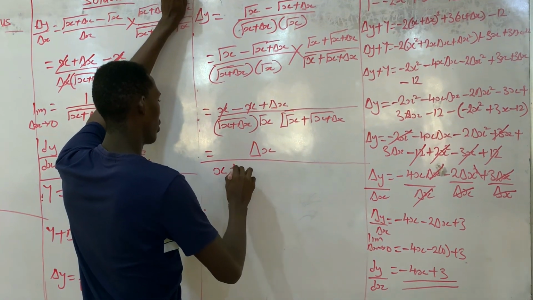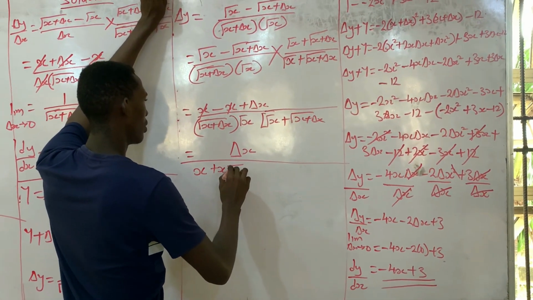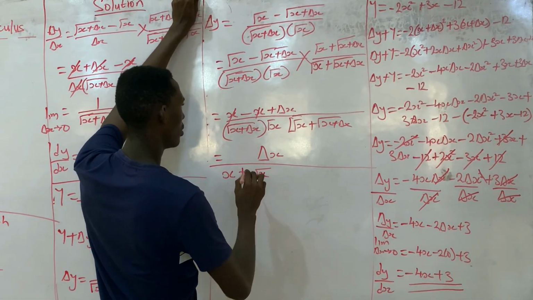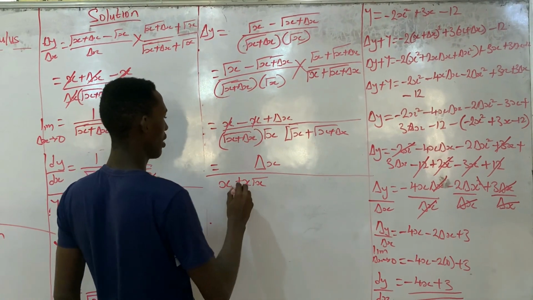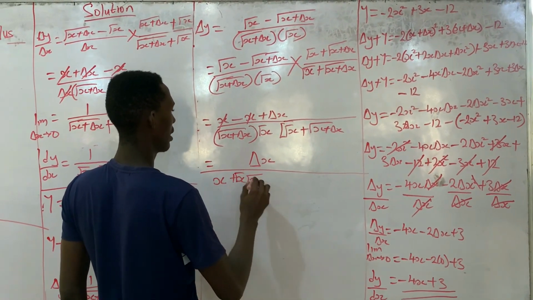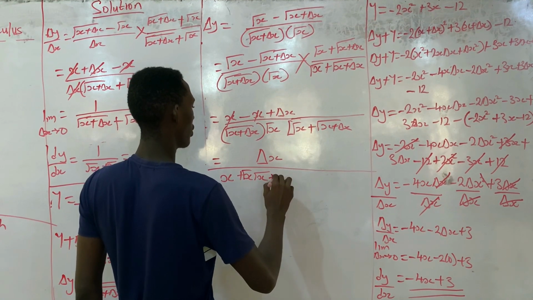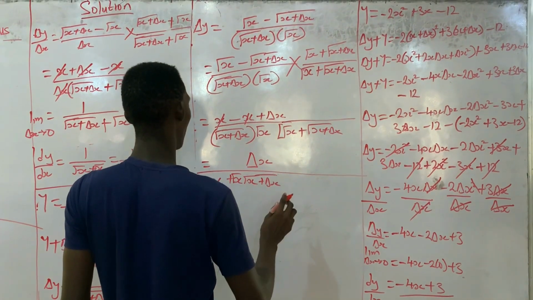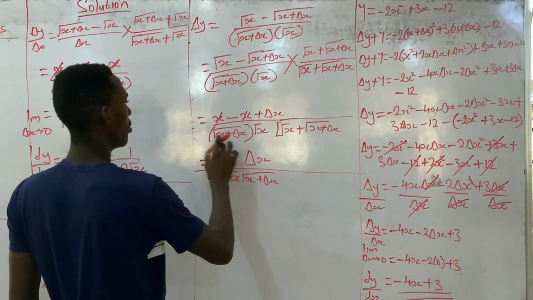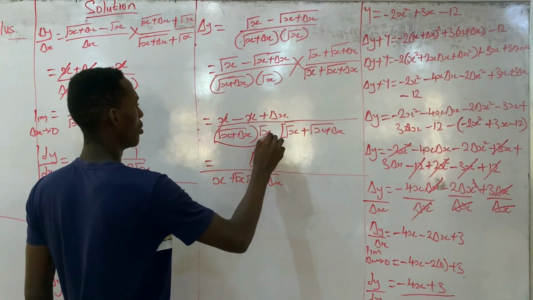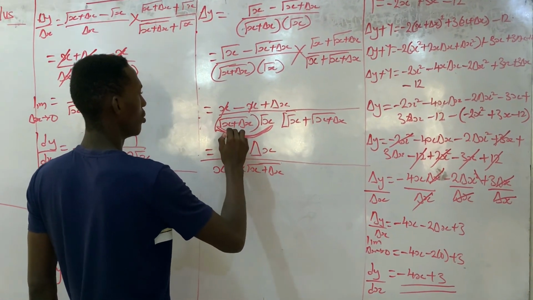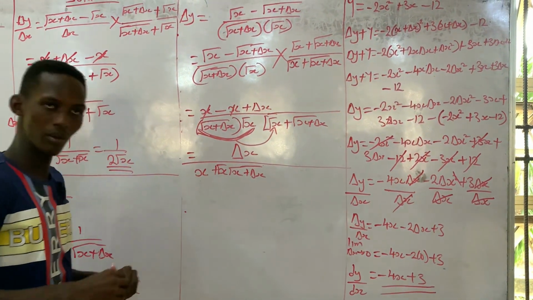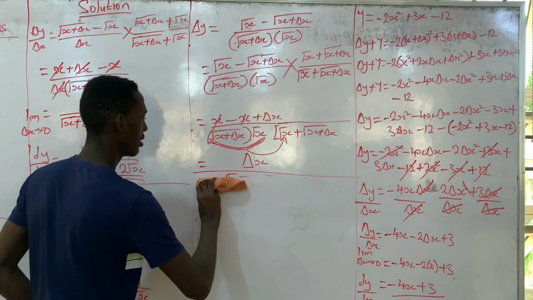X plus x root. This with this will give us x. So we have root x root x plus change in x. That's one side. Can you see? Do you understand? Or let me come again for better understanding.